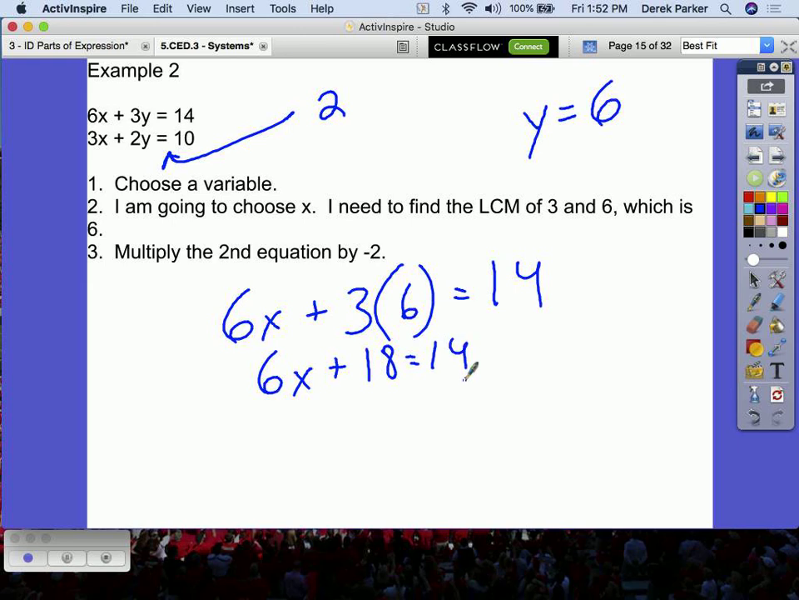14 minus 18 is going to be negative 4. So I have 6x equals negative 4. And I'm going to divide by 6 on both sides. Yes, I'm going to get a fraction, and I'm going to go ahead and simplify that. And x is going to equal negative 2/3.